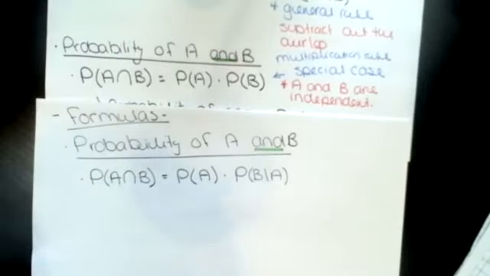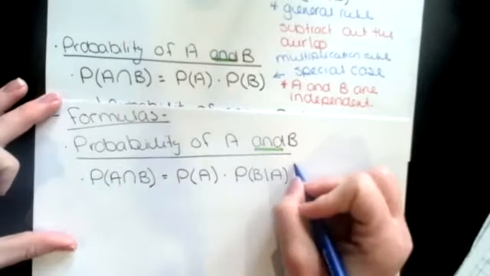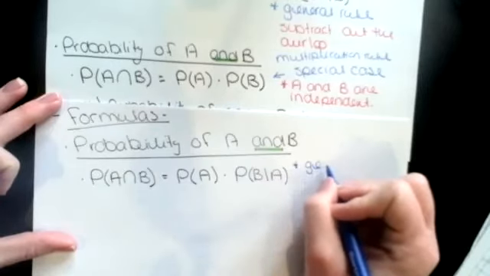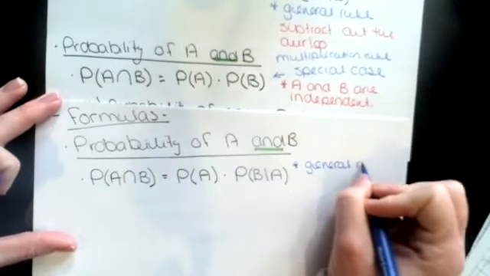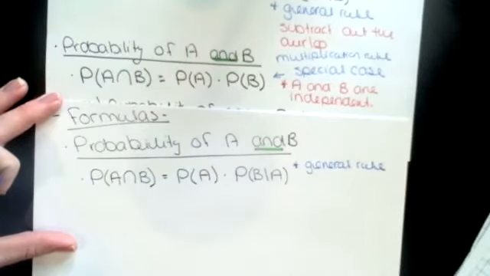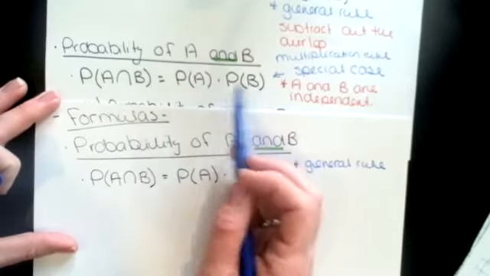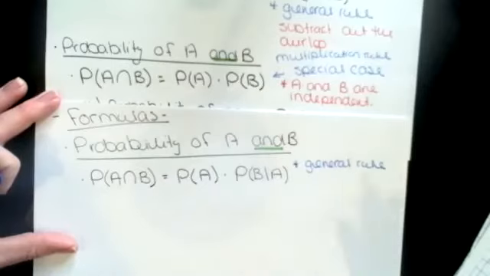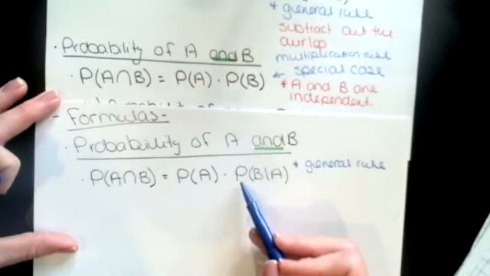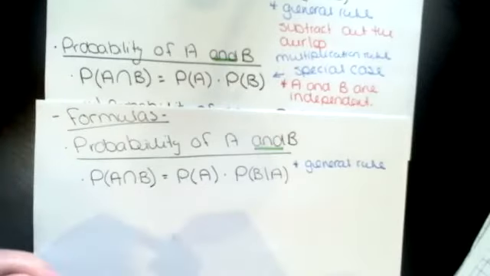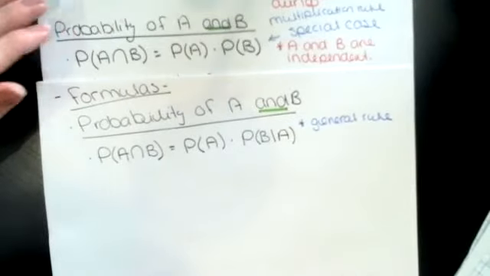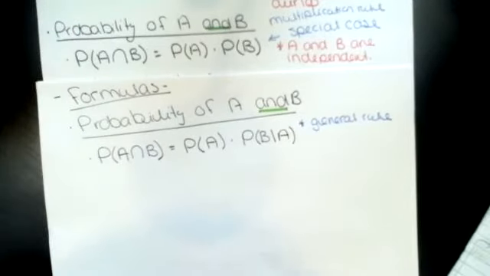So let me write a couple of these things down. This right here is the general rule. I want you to know the general rule you can use anytime, right? The special case, you have to have something that takes place. Like here, A and B must be independent, right? So A does not affect B and B does not affect A. So if we don't know if that's the case or not, then you can always go back to the general rule and it will work out either way. All right. So that's my general rule.